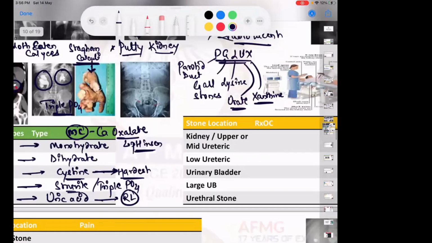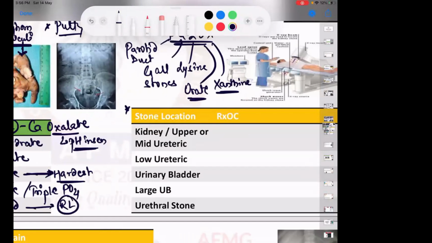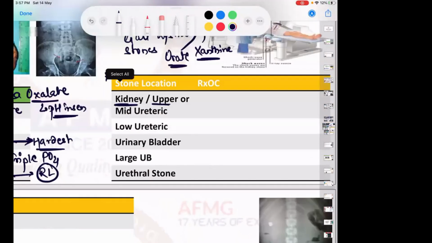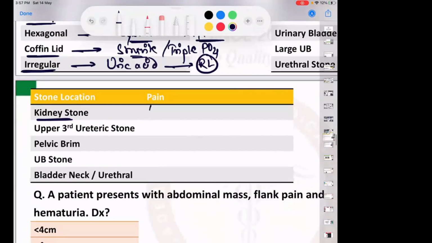Shabash. Now, talking about renal stones, definitely if there is a renal stone, the patient will have lumbar pain or loin pain, what we call it. Depending on the location of the stone, there would be pain in the patient. If it is a kidney stone or an upper or mid ureteric stone, the pain would be in the lumbar region. So in a kidney stone, there would be lumbar pain.